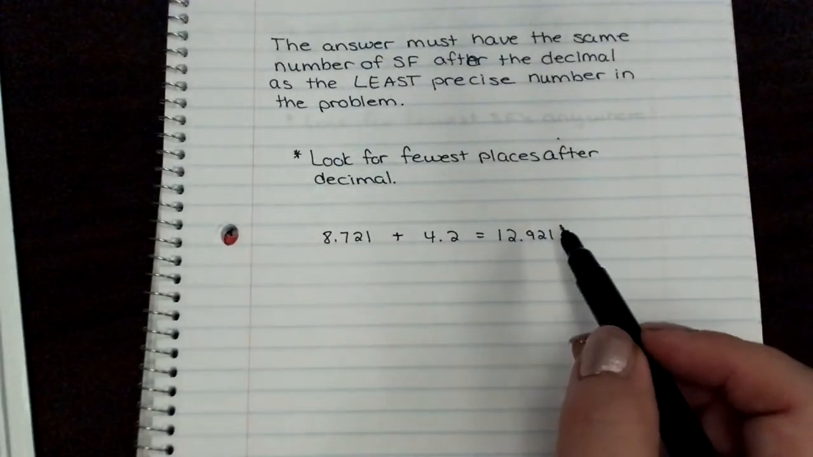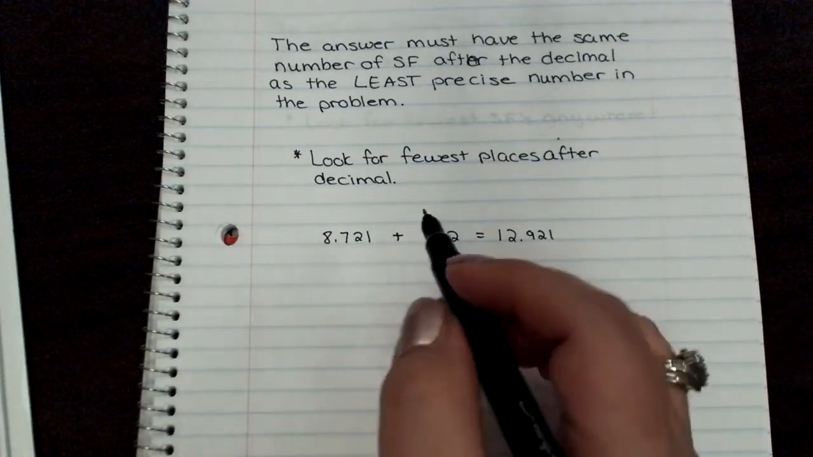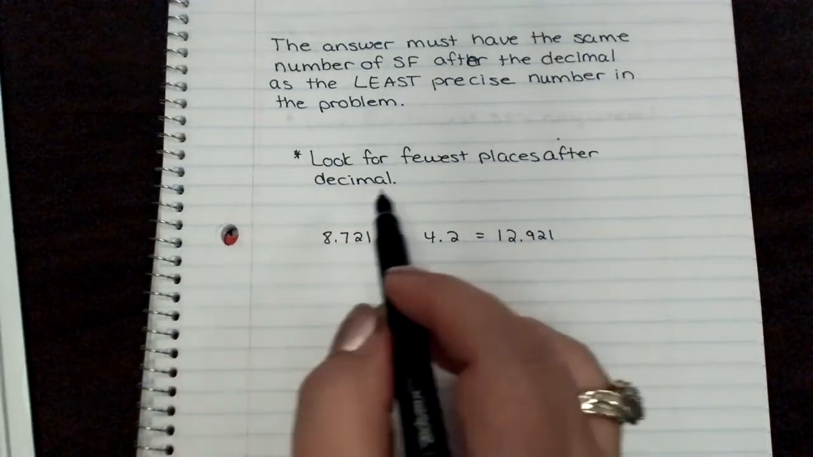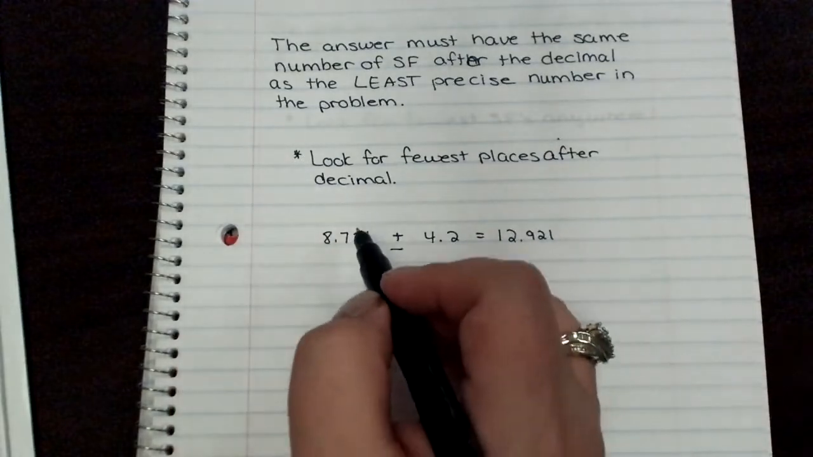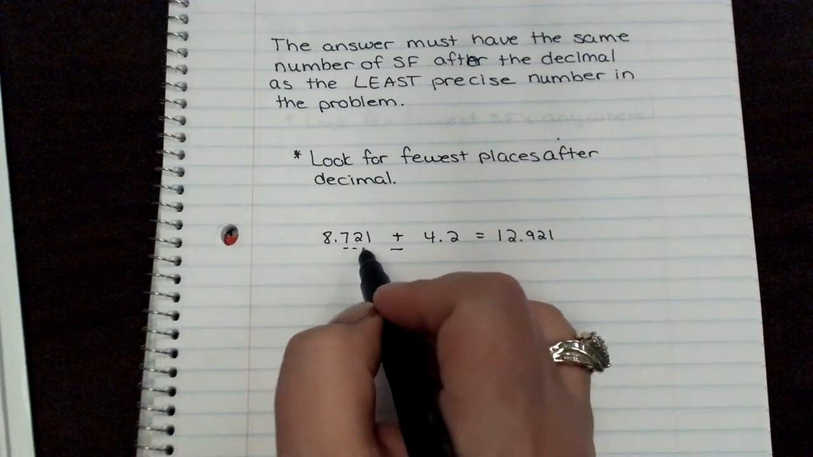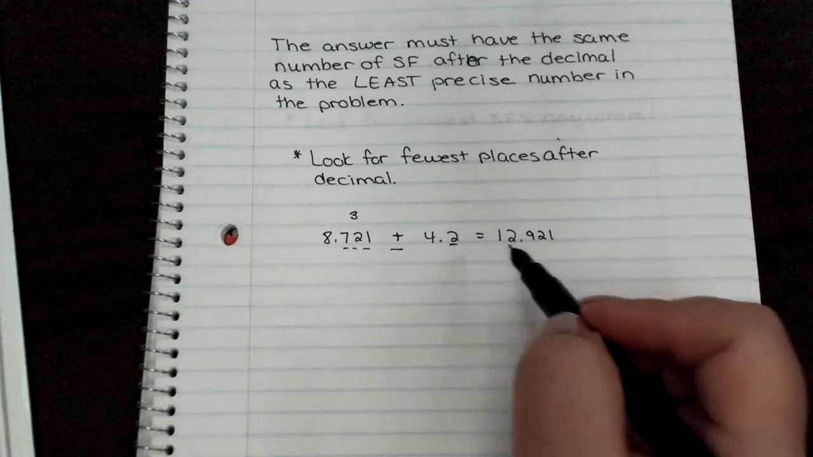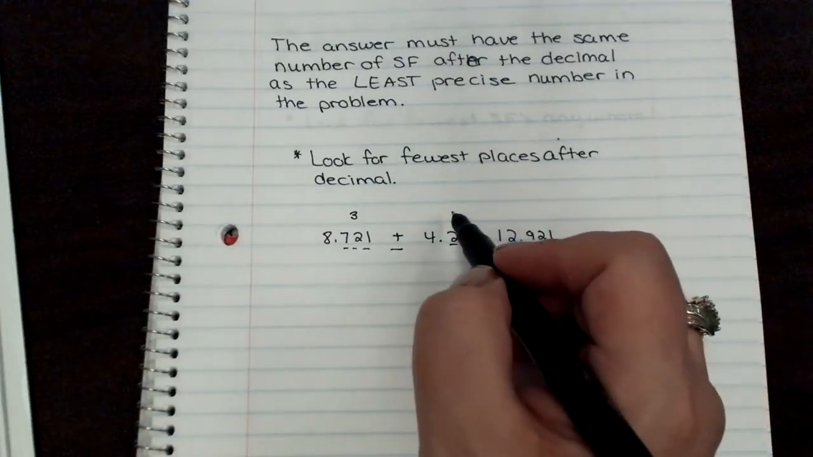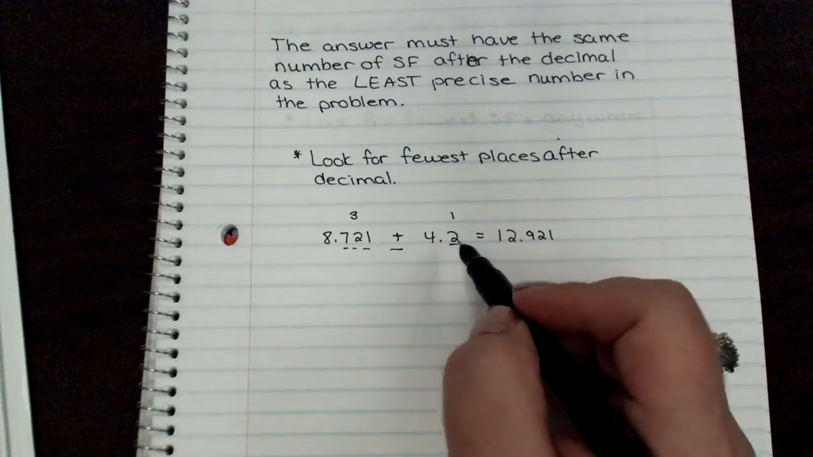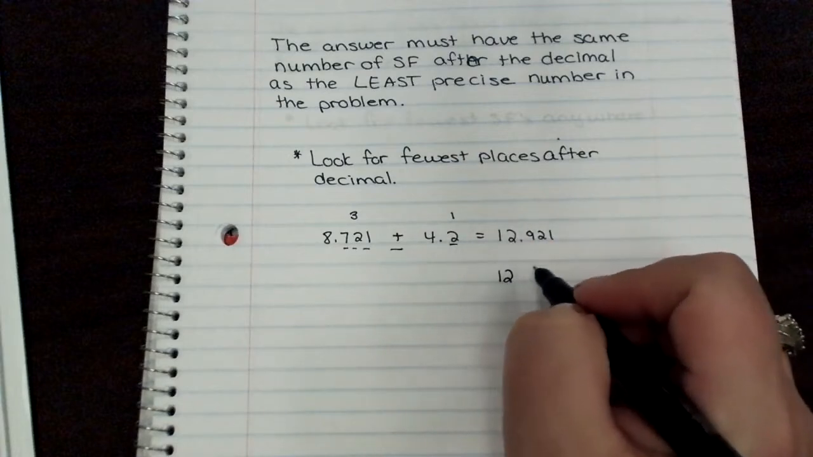To figure out how many sig figs I need in this answer, I have to go back and look at the problem. Since this is an addition problem, we follow this little rule: we look for the places after the decimal. How many sig figs do you have after the decimal right here? Of course, there are 3. And right here? Of course, that is 1. So I go with the fewest, which would be this one. I don't even worry about the other; it doesn't count towards my sig figs.